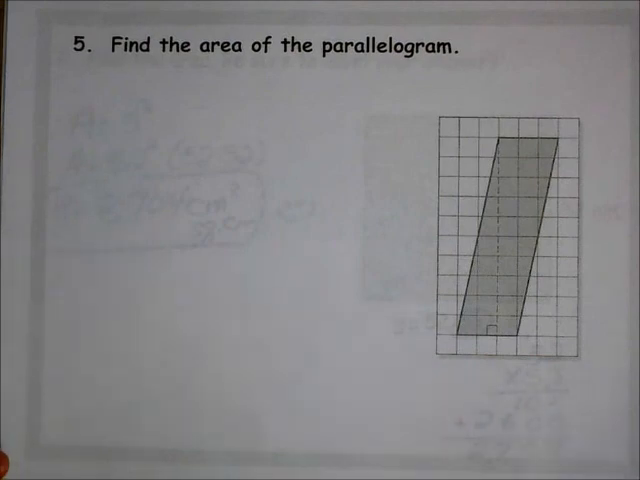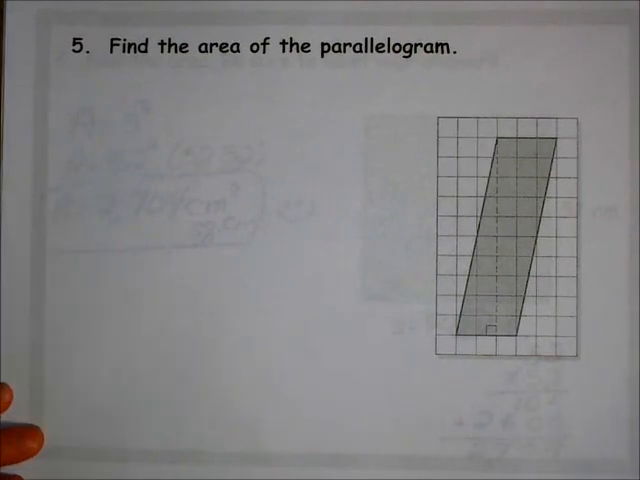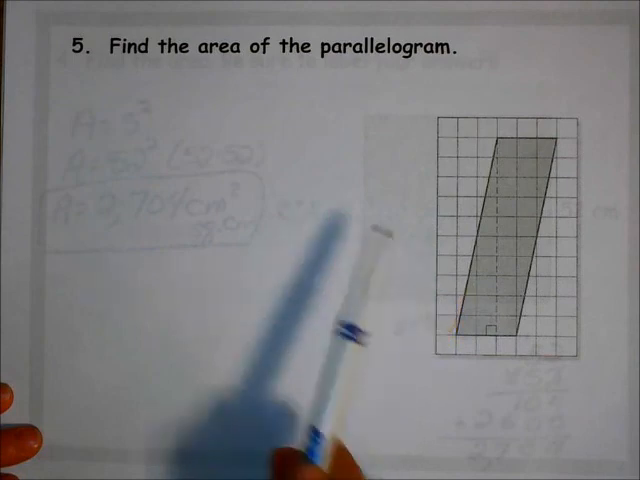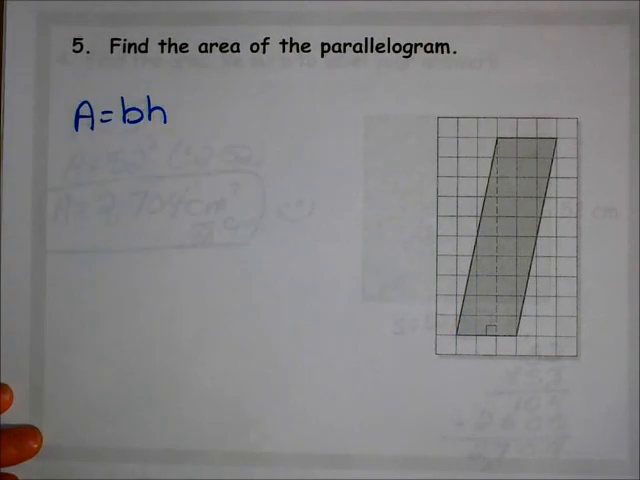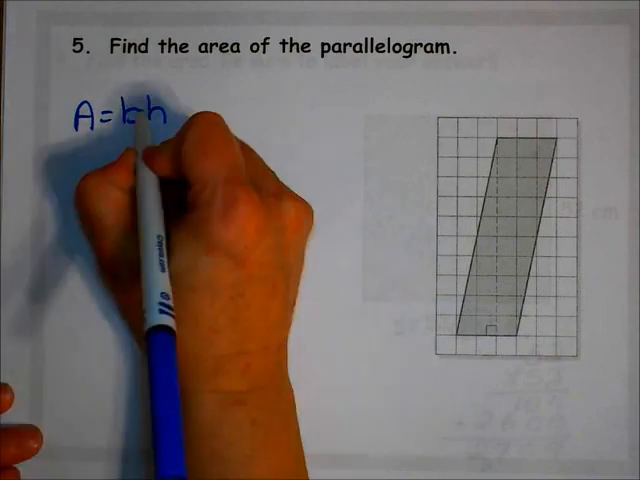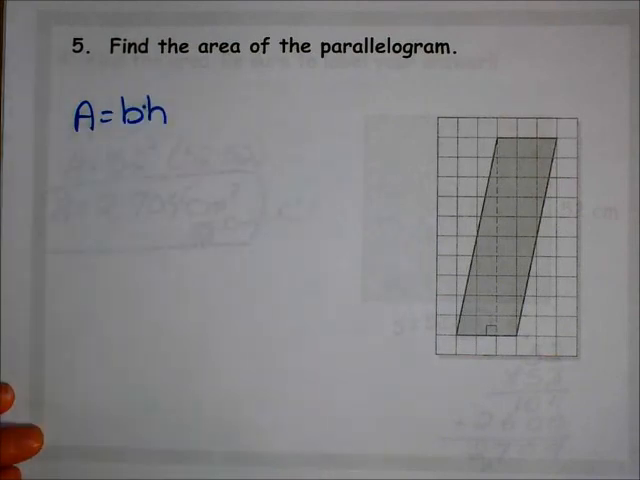Number 5. Number 5 is a parallelogram. It's not a square nor a rectangle because it doesn't have 4 right angles. So I need to use the correct formula for finding area of a parallelogram. And the formula for area of a parallelogram is BH, or base times height. Remember that your base and height have to meet at a right angle.